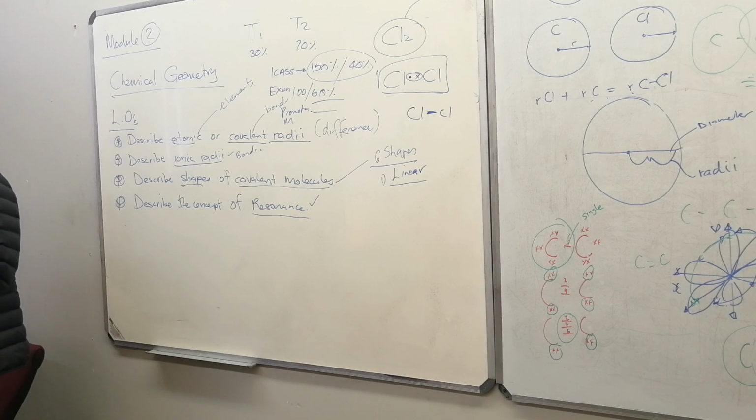Just to recap, we're doing covalent bonds. If two atoms are coming together, to calculate the atomic radius, we add them up. That's right, for covalent bonds. For ionic bonds, we take the size of the radius and we subtract the difference.